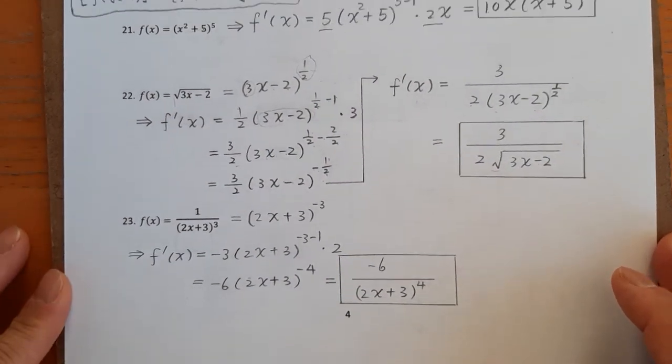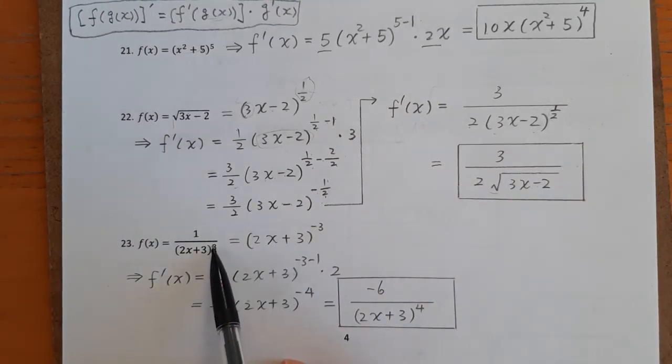Then next one. First of all, we have to change to exponential form. So this switches up, and positive 3 changes to negative 3, so the two are equal. That's the original function. Take the derivative.